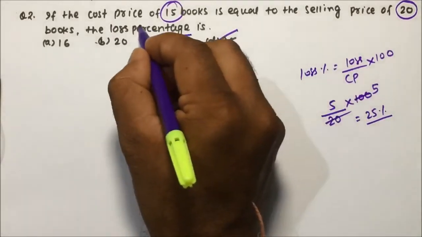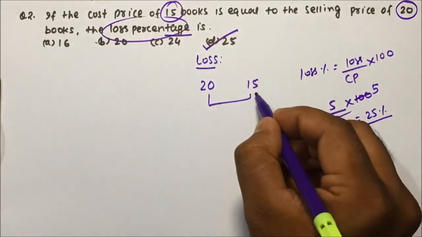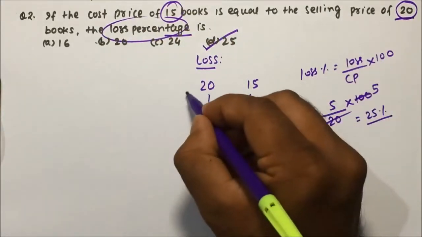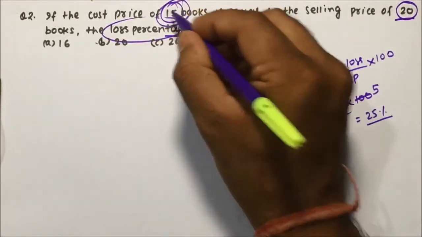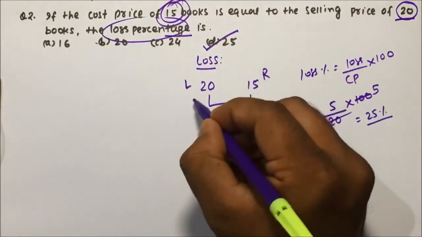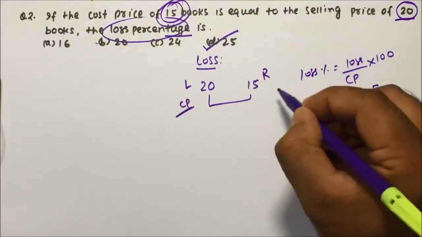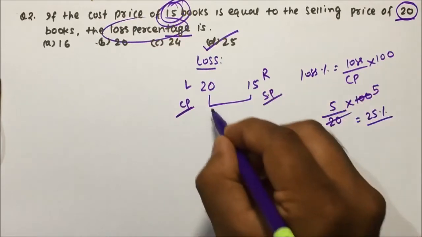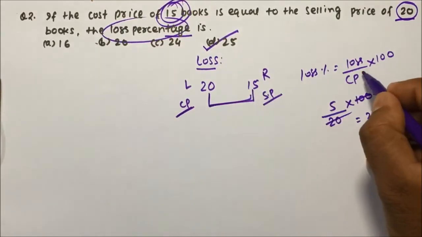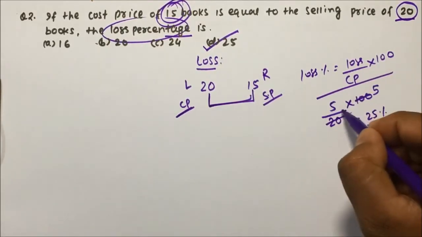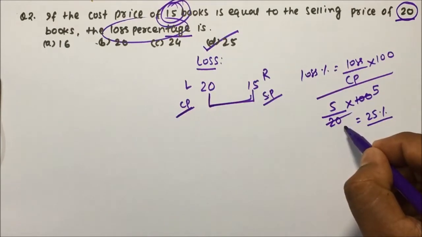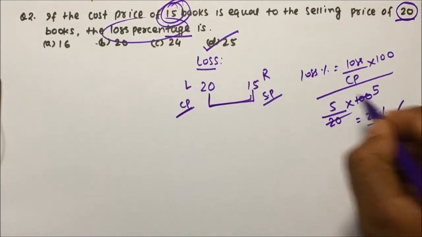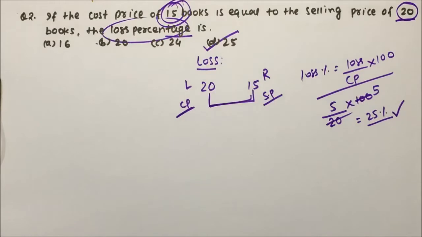So when they are asking you the loss percentage in the question, then what you have to do is write the bigger value on the left side and the smaller value on the right side. Now the left side becomes your CP and the right side becomes your SP. So you can see there is a loss of 5 rupees. So loss percentage you have to calculate, that means loss is 5 rupees divided by cost price 20 into 100. If you simplify, 25% will be the answer.